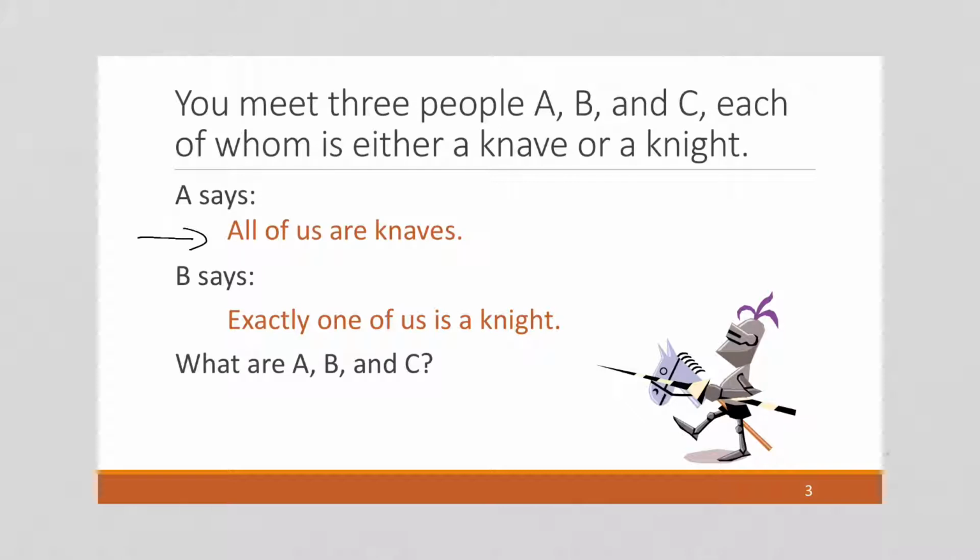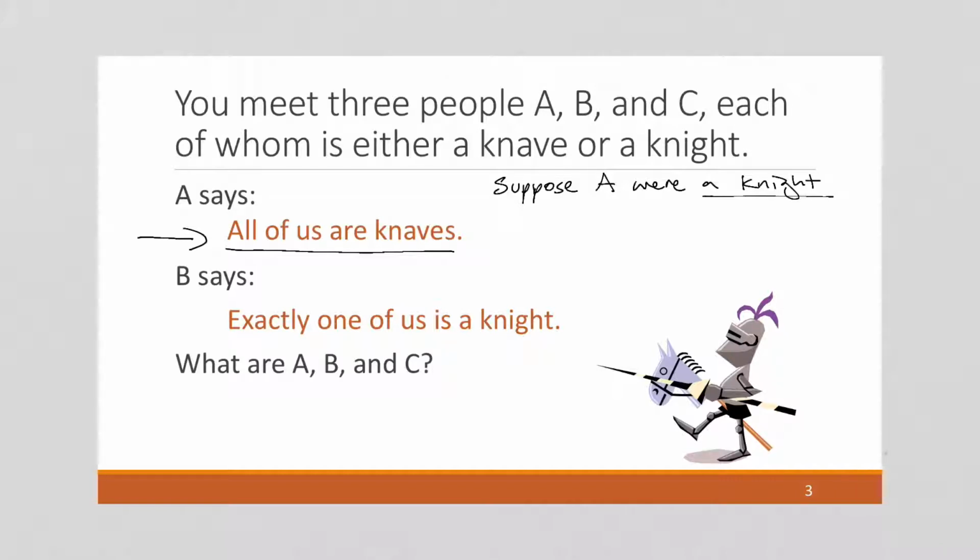But I'm going to try saying, what if, suppose A were a knight? And I'm picking knight because I think it seems like that will be easier. If A is a knight, then what does that mean? Well, that means the statement that all of us are knaves would have to be true, but we said A was a knight. So we've run into a contradiction.